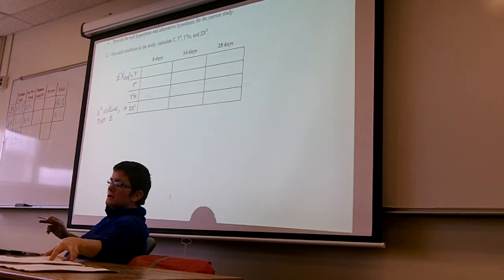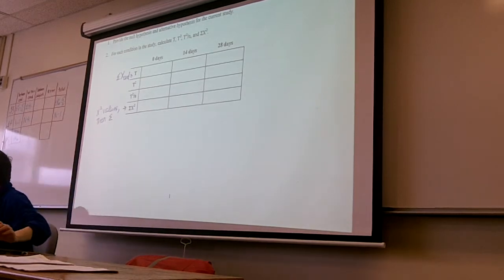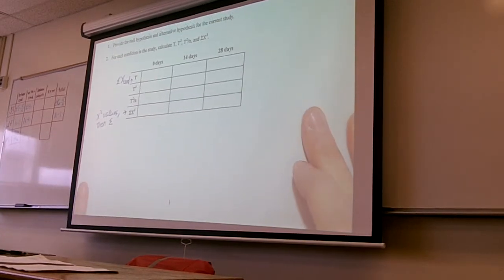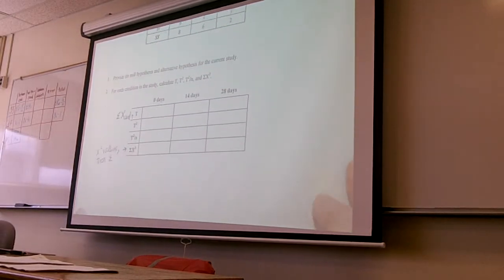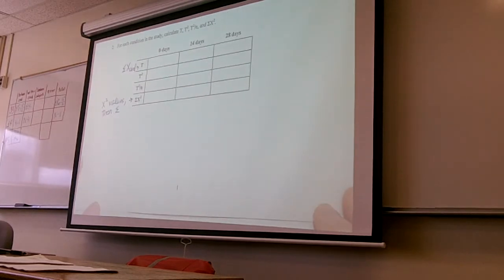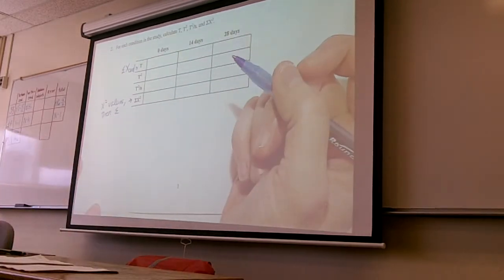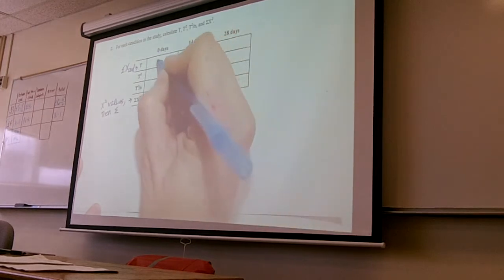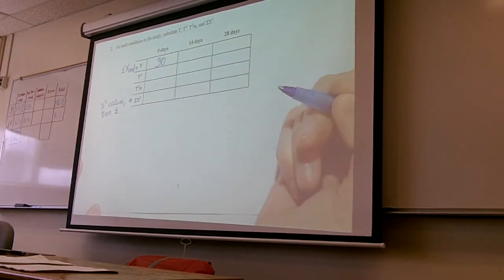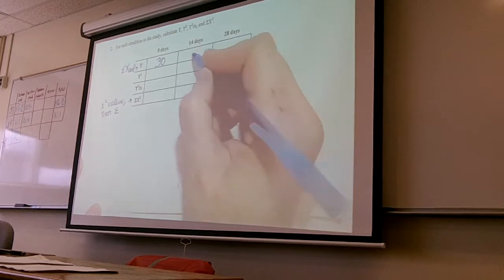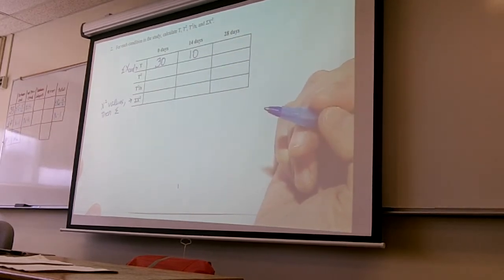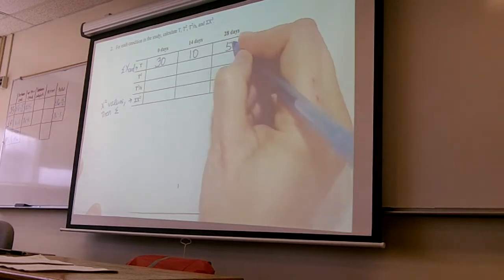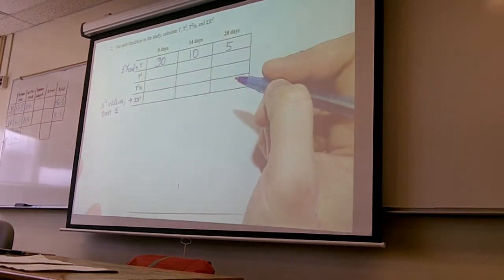Okay, so we should at least have T values for each of the conditions. So what is my T value for 0 days? What'd you get? 30. 30? Okay, and for 14 days? 10. Well, that's looking promising. What about for 28 days? 5. Hey, looking good. That looks good so far, right? At least the total number is going down.